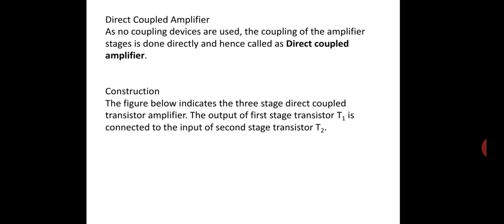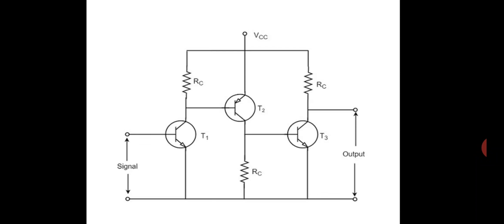Direct coupled amplifier. As no coupling devices are used, the amplifier stages are connected directly and hence it is called a direct coupled amplifier. The construction of the direct coupled amplifier: here three transistors are connected back to back, T1, T2 and T3. RC is the collector resistance. Input is at T1 and output is collected at the final amplifier. The first stage works as the input and the last stage works as the load.